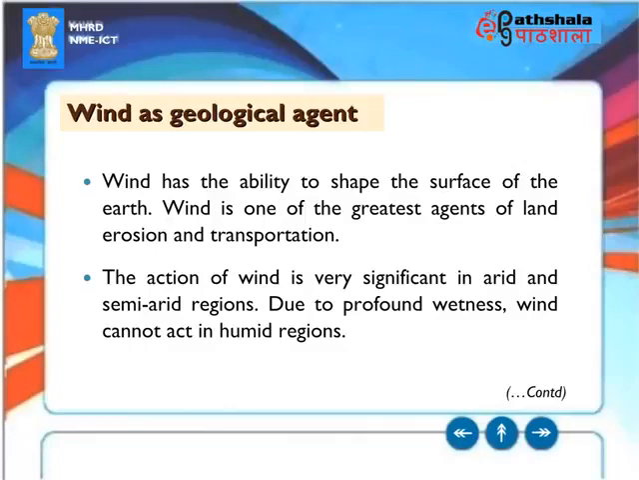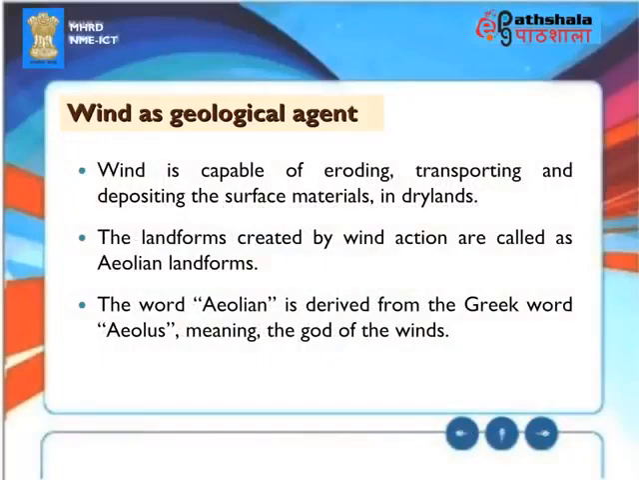Wind as geological agent. Wind has the ability to shape the surface of the Earth. Wind is one of the greatest agents of land erosion and transportation. The action of wind is very significant in arid and semi-arid regions. Due to profound wetness, wind cannot act in humid regions. Wind is capable of eroding, transporting, and depositing the surface materials in dry lands. The landforms created by wind action are called Aeolian landforms. The word Aeolian is derived from the Greek word Aeolus, meaning the god of the winds.